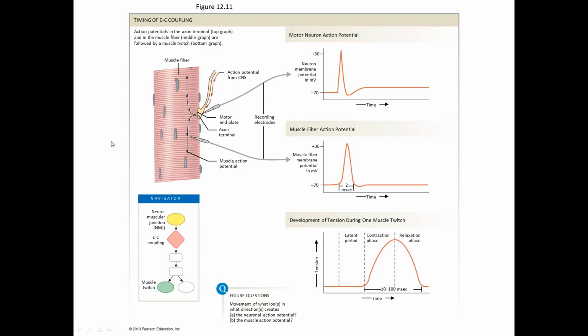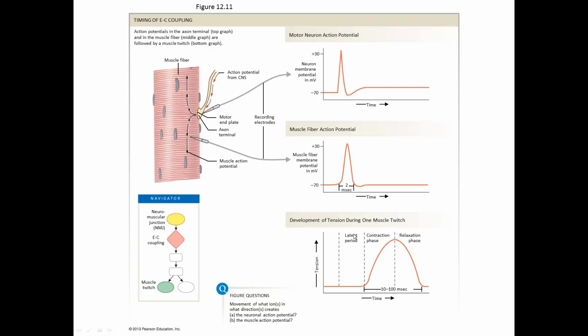And I should say now that in most cases you'd find that the motor end plate, or synapse between the muscle and the nerve, is about in the middle of a long muscle fiber, so that the action potential can move towards both ends of the muscle cell and reach the ends at about the same time, so the entire cell activates simultaneously, or essentially simultaneously.